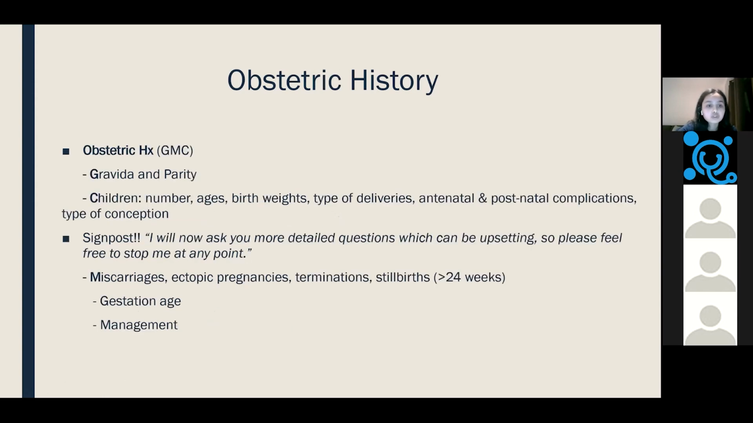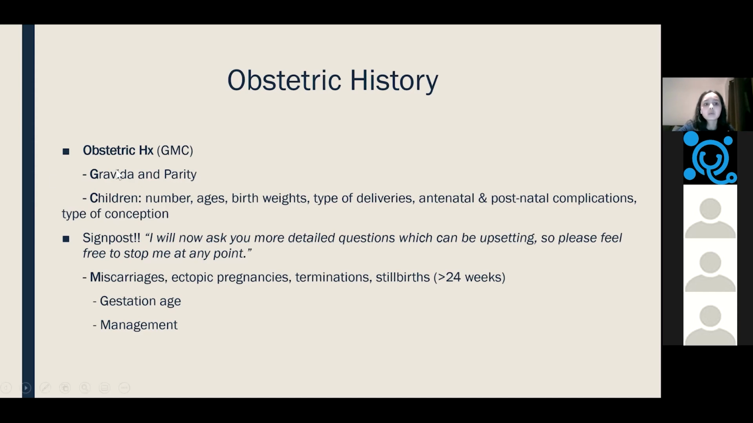And then you move on to general obstetric history, and I tend to remember it with GMC. So starting with G, it's gravida and parity. If you guys aren't familiar with this, gravida means the number of times a lady has been pregnant, and parity means going through the process of giving birth after 20 weeks. So if it's a viable pregnancy, basically, right?